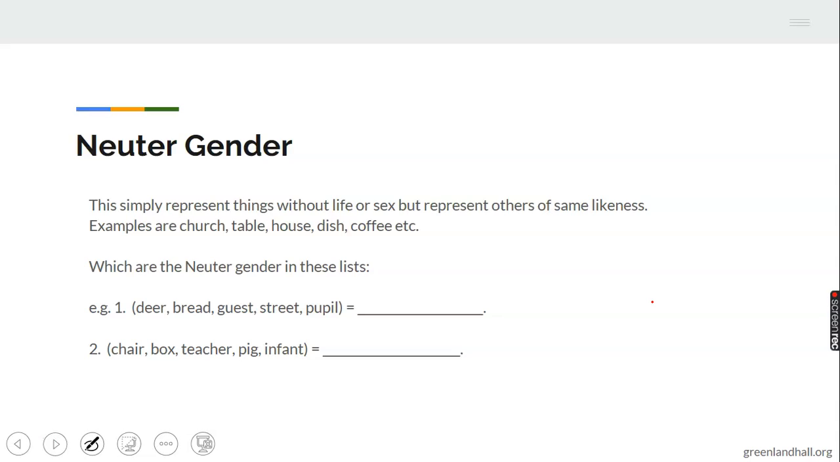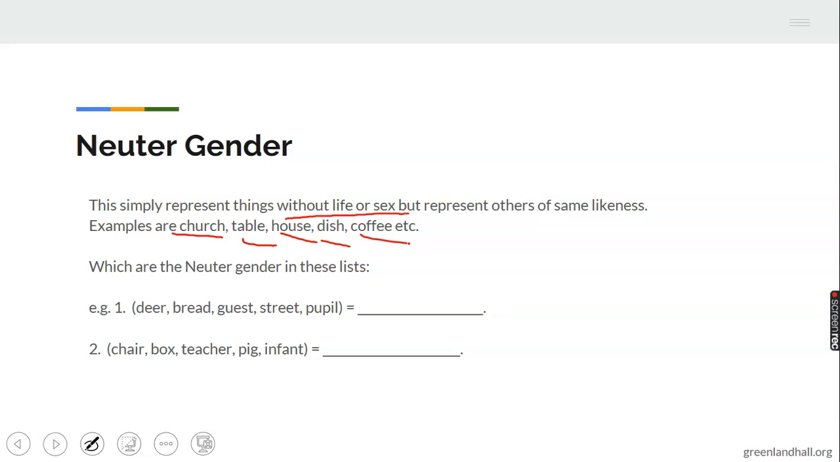Okay, neuter gender, like was mentioned before, they are things without life or sex. You cannot say this is male or female. They are objects, things without life or sex, though they represent others of the same likeness. And look at these examples. We have church, table, house, dish, coffee. All these are objects, though they represent the whole.